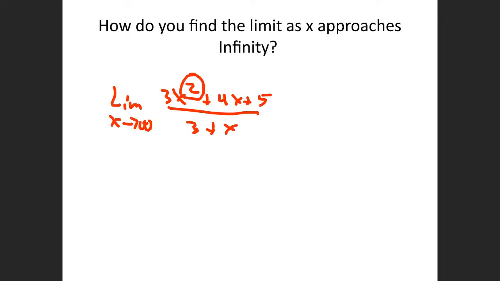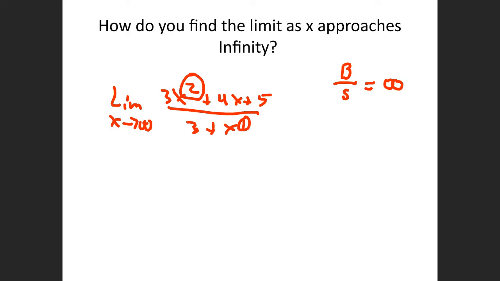The highest power on bottom is 1. Okay? So we have what is called a big over small. This is bigger, this is smaller. So if you're finding a limit as x approaches infinity of a larger over a smaller, we say that the limit goes to infinity. Okay, it's going to go up.